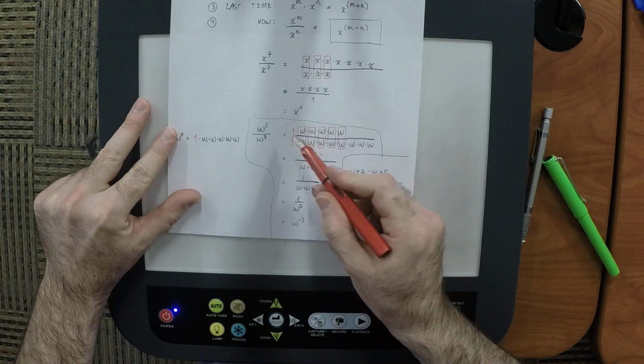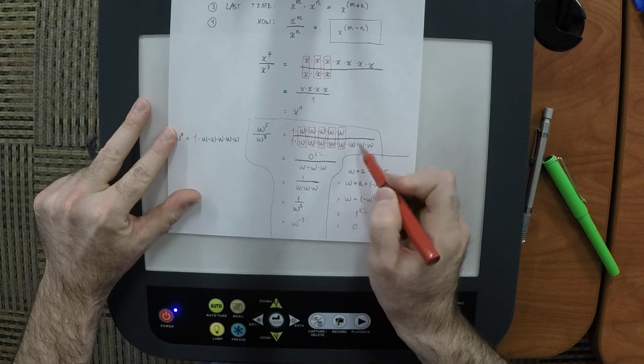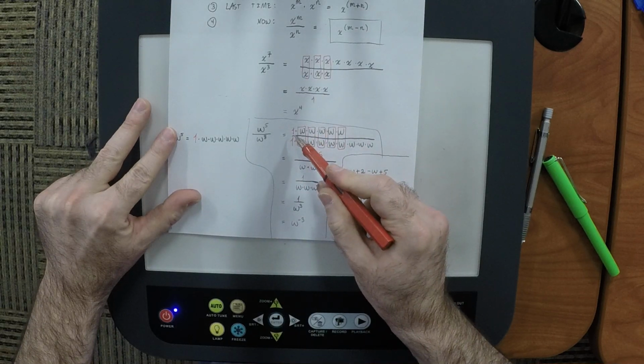So can you see it? So all those cancel, and that is what is left.